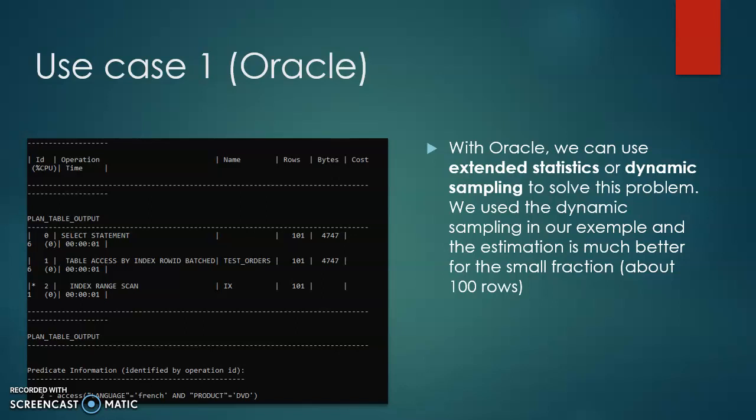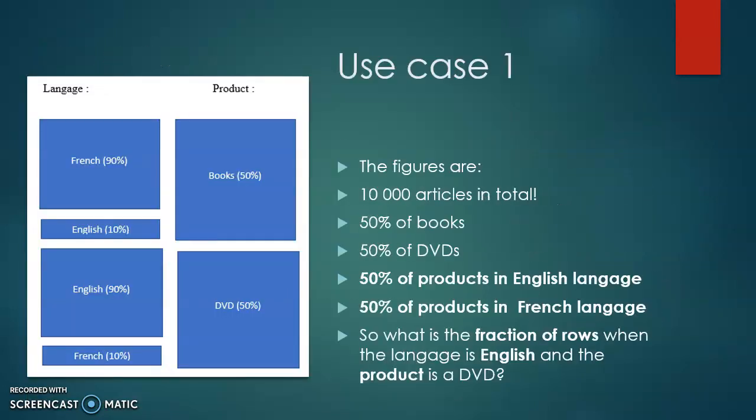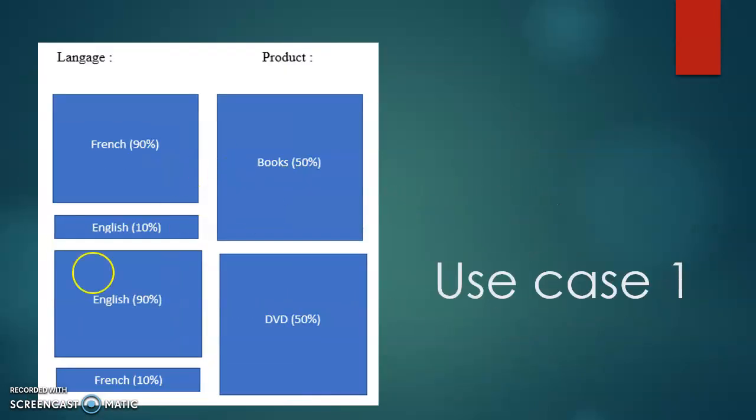With Oracle, we use extended statistics and even dynamic sampling to solve the problem. With the dynamic sampling in our example, the estimation was much better for the small fraction. So if we ask the optimizer how many rows will be returned when the language is French and the product is DVD, this time it was a good estimate that only 100 rows will be returned. And remember, it corresponds to a small fraction that we have here.